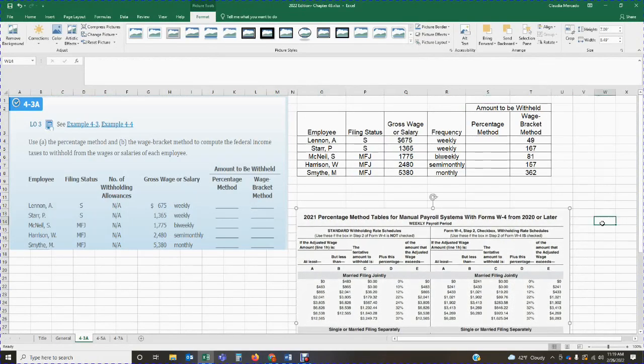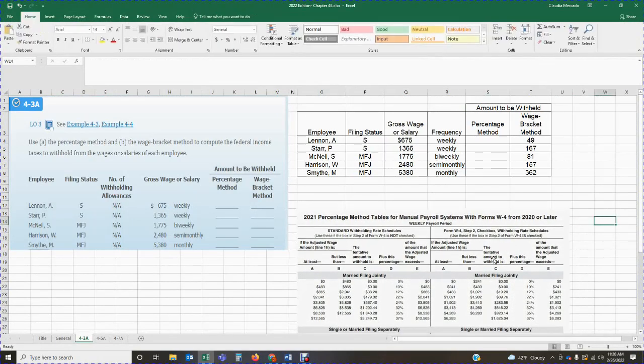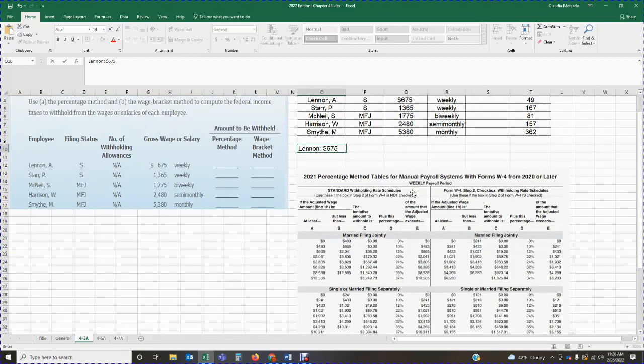Okay. So I'm going to go through the process, and that way we understand what we're doing. The first one we're doing is linen, and I'm going to do my calculations down here. For linen, we're going to start off with the gross wages. We know that linen makes $675. What we're going to do is locate that information in our table.